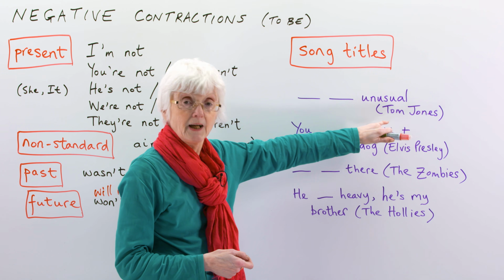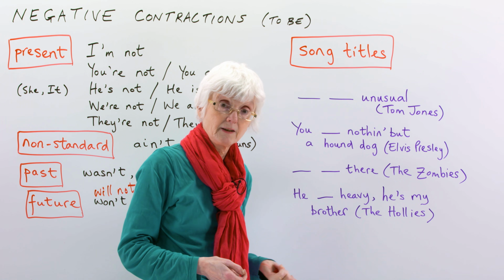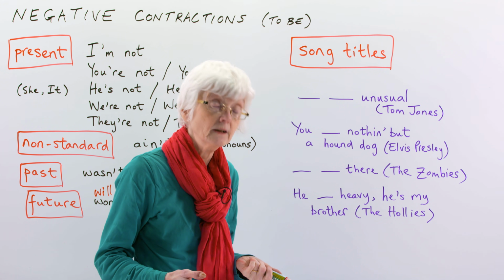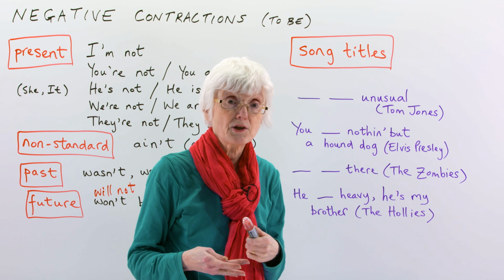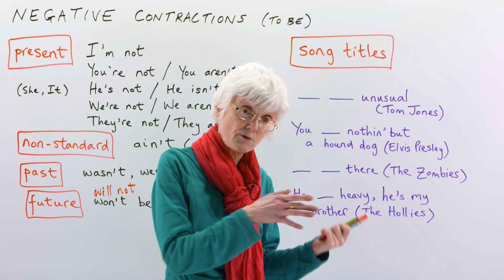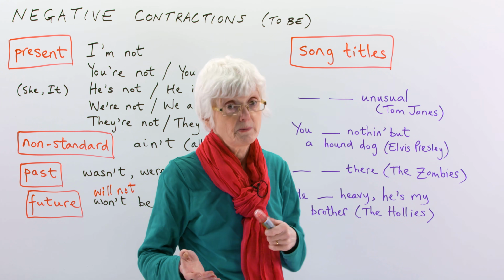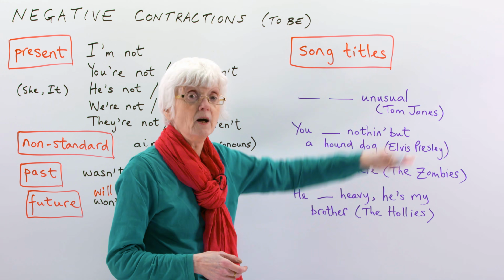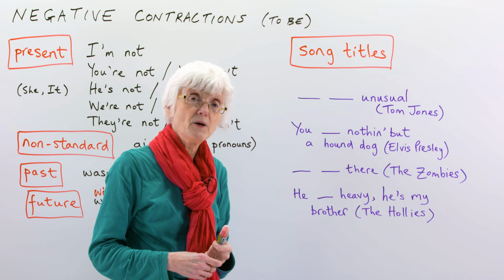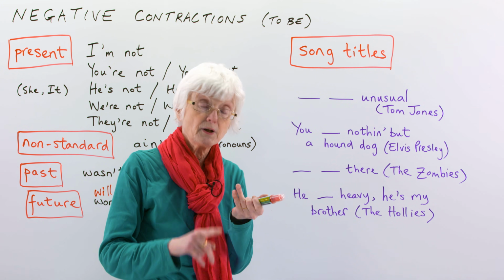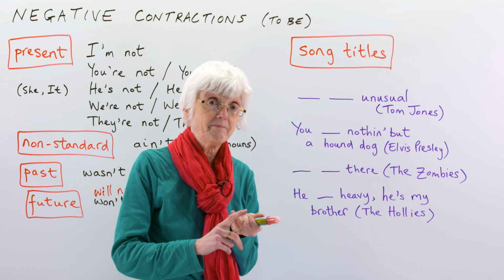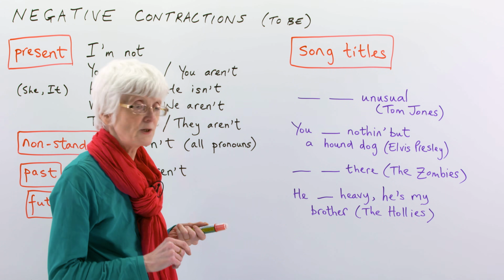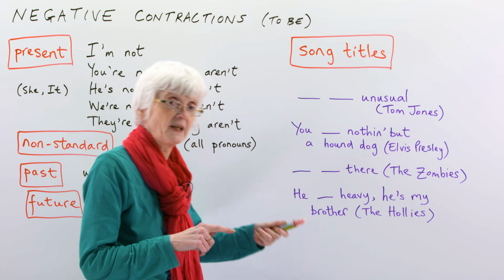Unusual. And the performer, the singer, is Tom Jones, Welsh singer. You may think of him as English or British. He's from Wales, which is part of Britain, part of the UK. So, unusual. So this is to do with a negative using the verb to be. Okay. Let's just go through and then we'll go back and fill in the gaps.